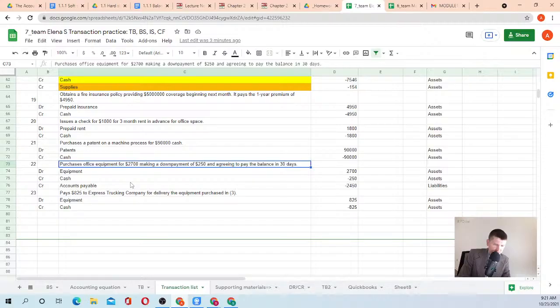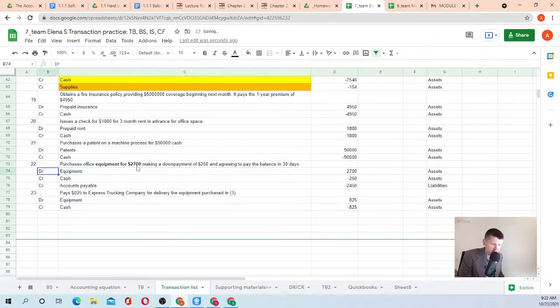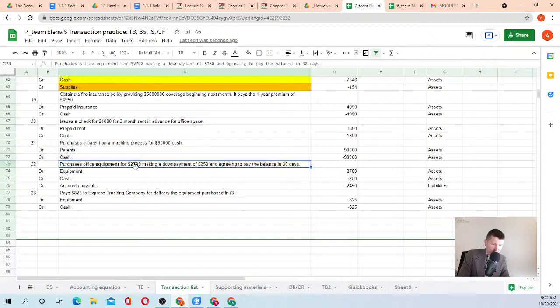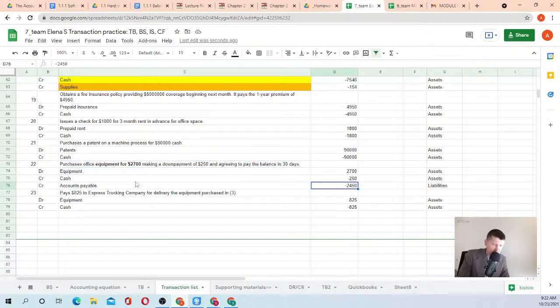Purchases office equipment for $2,700, making a down payment of $250 and agreeing to pay the balance in 30 days. So the first part is equipment, debit $2,700. The second part is credit cash $250, and we need to put the difference somewhere, and that would be accounts payable, because we still owe money to that vendor.